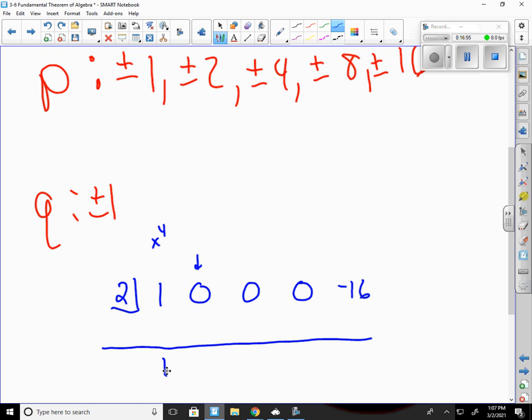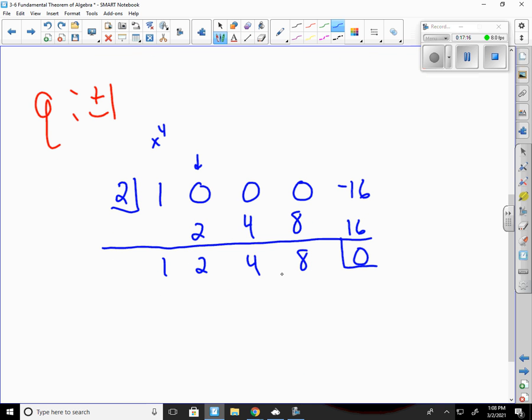2 times 1 is 2. 0 plus 2 is 2. 2 times 2 is 4. 0 plus 4 is 4. 2 times 4 is 8. 0 plus 8 is 8. 2 times 8 is 16. Negative 16 plus 16 is 0. Count my terms. I still have 4. I can't stop synthetic division until I have 3.